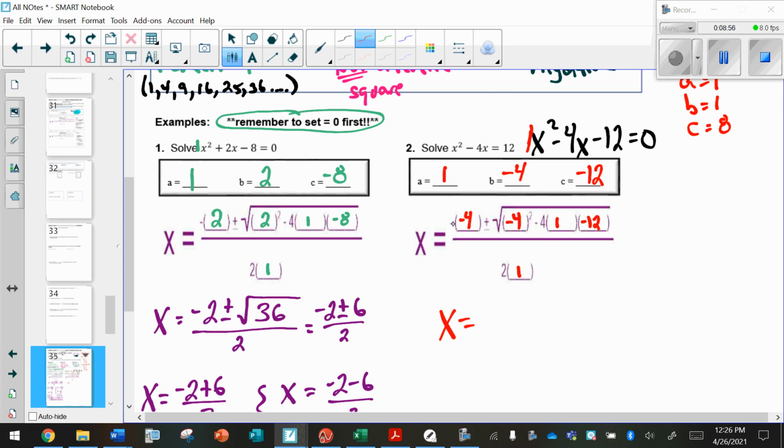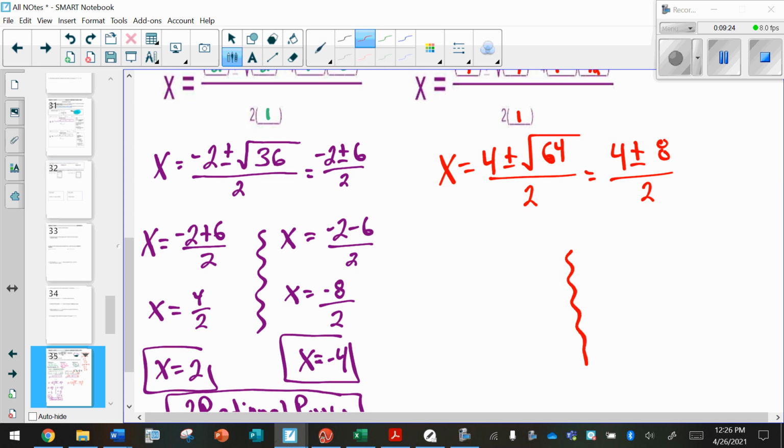All right, so here, the formula says negate the b value. So I'm negating negative 4. The double negative turns into positive 4. The discriminant calculation was 64. We did that on the calculator. Divided by 2a. 2 times 1 is just 2. Now the square root of 64 is again a perfect square. Square root of 64 is 8.